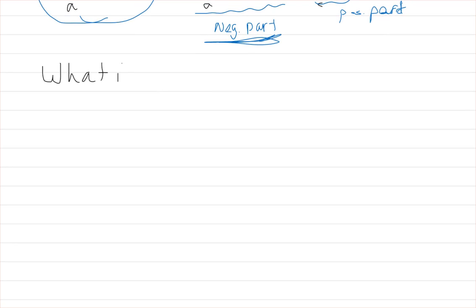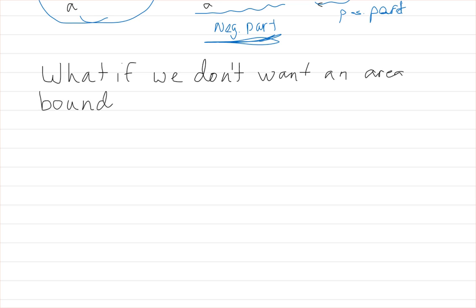Another what if. What if we don't want an area bounded by the x-axis? And let me give you the example. We draw an xy plane, and we're going to use two colors here, red and blue.